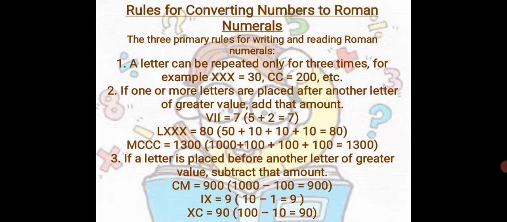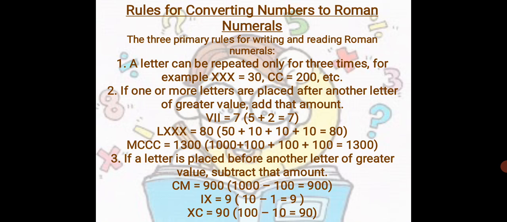So the value is 900. I and X. I is 1, X is 10. So I carries a smaller value than X. So in this case, we have to subtract 1 from 10. So 10 minus 1 is 9.